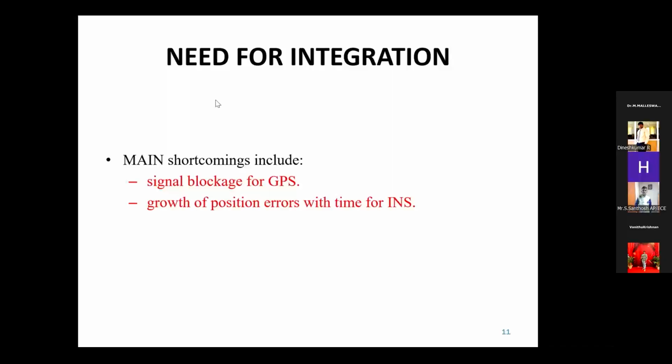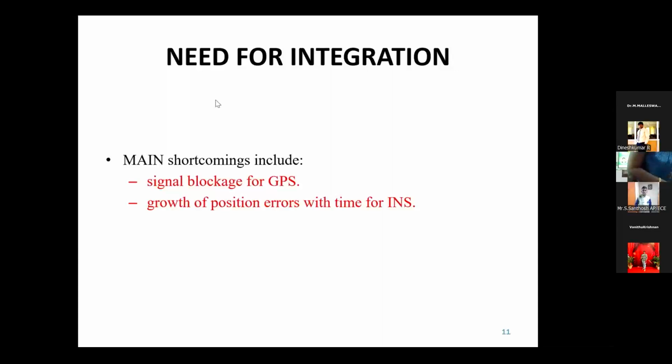Another is INS-based navigation, where position errors grow with respect to time. As the sensors are used, if they introduce some errors in the initial part, the error keeps enlarging. I mean, it keeps on increasing as time progresses. Okay, so that is the main error we have in the INS system.